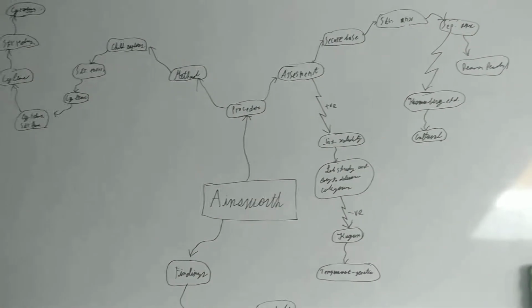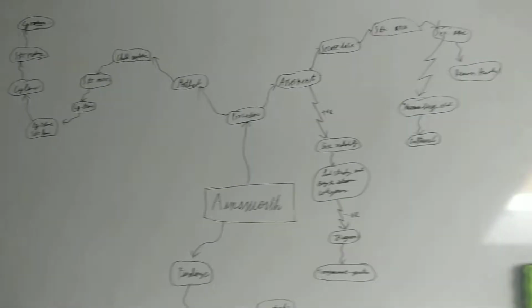Right, this is going to be a quick revision session on Ainsworth's strange situation. This was a study in attachment done to investigate the different types of attachment a child can have to its caregiver. Okay, I've got a quick mind map here that's going to help us revise all of this.